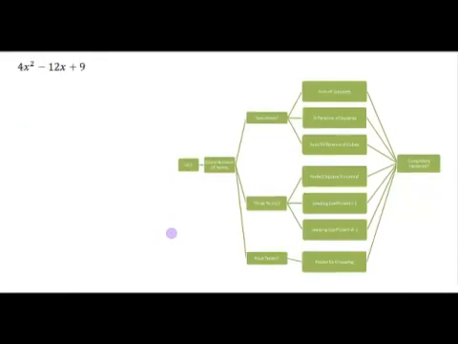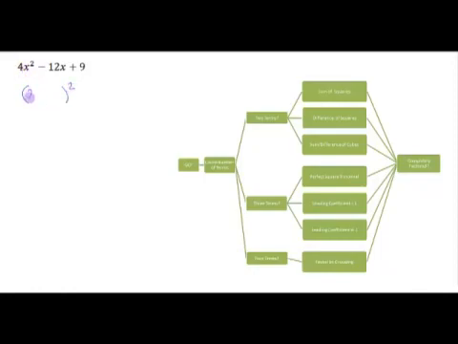4x squared minus 12x plus 9. Do we have a greatest common factor? No. Count the number of terms. We have 3 terms, so is it a perfect square trinomial? It could be because we have a perfect square here, we have a perfect square here, and in the middle we just need to check to make sure we can get factors that add up to that middle term. So let's factor this as if it were a perfect square trinomial.